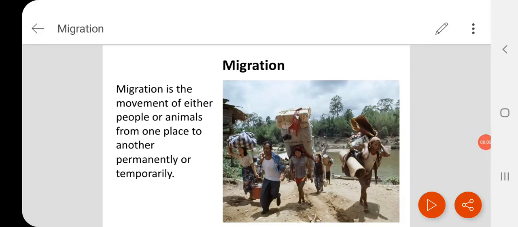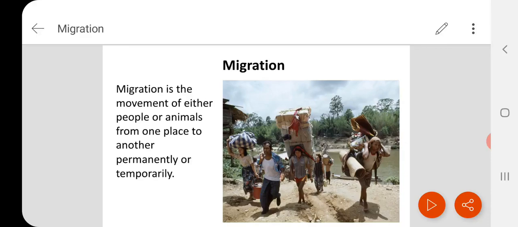Hello students, today we will learn about migration. So, before we start the lesson, we should know what migration is. We should know the definition of migration.